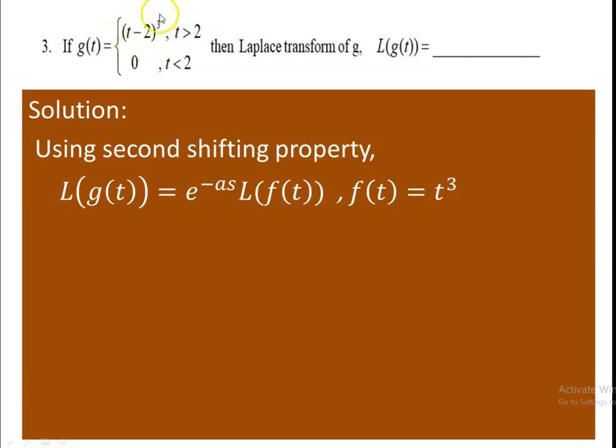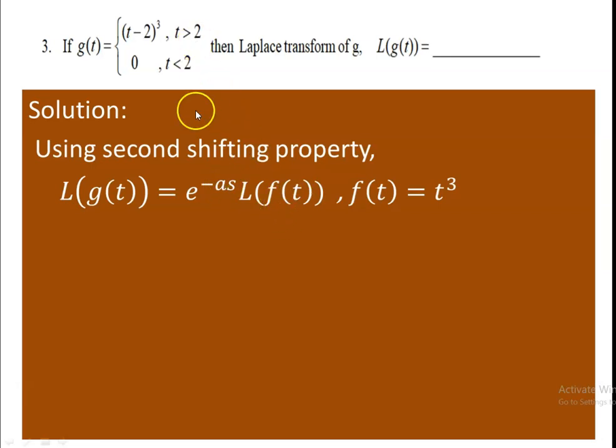Actually, we were having t cubed, but inside, instead of t, we are having now t minus 2. So in case your function is defined this way, you see, we need to use the second shifting property of Laplace transformation, and that is the Laplace transform of this function is e to the power of minus as times the transform of f. So what is a? A is nothing but 2 in the case of this, because the value that makes the expression inside the bracket 0 is 2. So your a is 2.